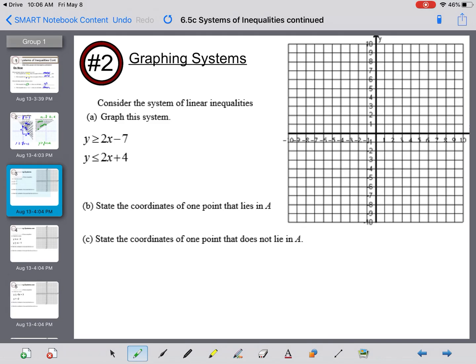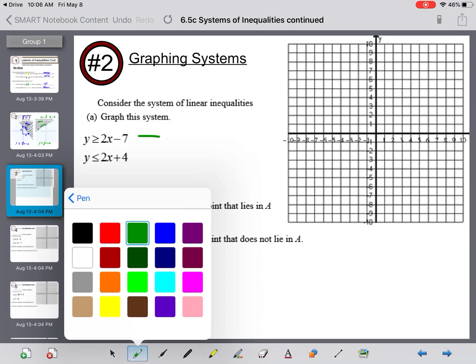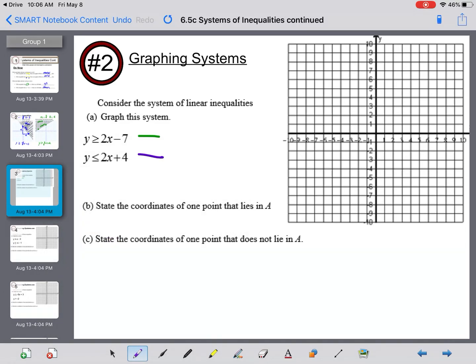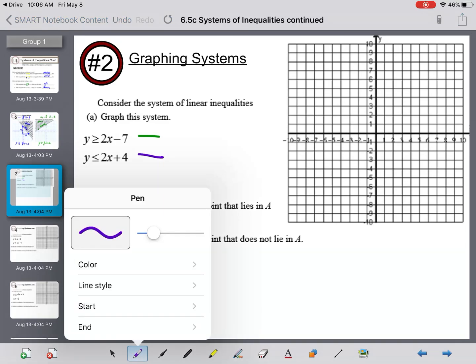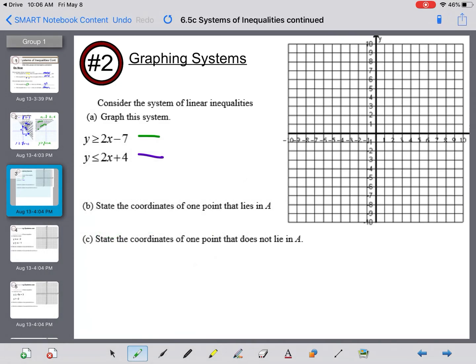Number 2, they want you to graph the system of inequalities. They give us 2, and we're going to have to put them in 2 colors. I'll do one in green, and we'll do one in purple. Remember, you have an m and a b. My b this time, or my y-intercept, is negative 7. So put a point at negative 7 on the y-axis. Our slope is 2 over 1, so go up 2 to the right 1 each time.